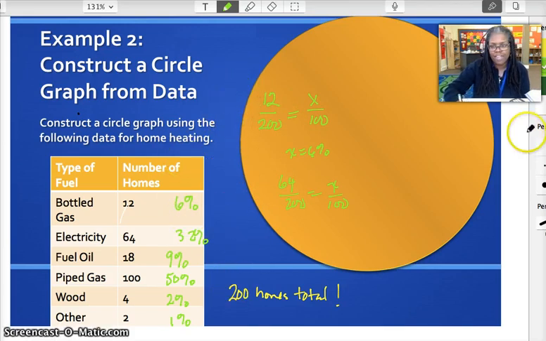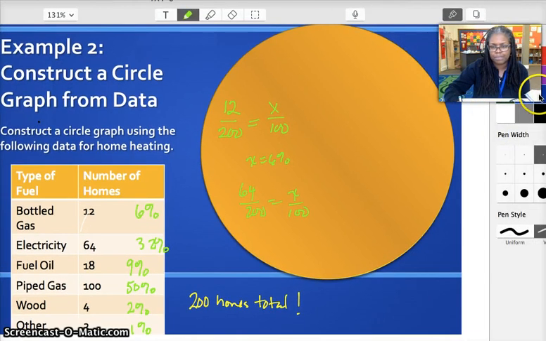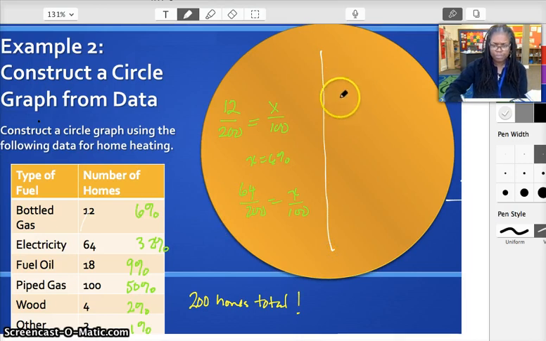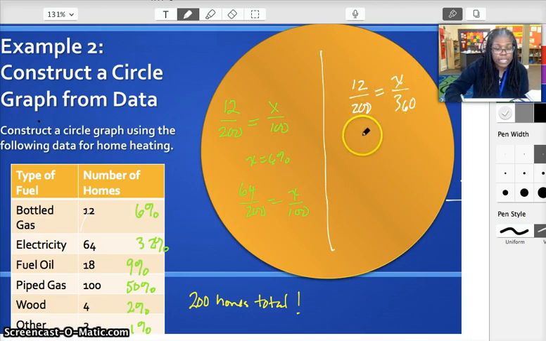So now that we've done that, I'm going to choose a bit of a better color. Let's go back to white. What we need to do is now calculate the degree measure that's going to be associated with it. And we remember, how did we calculate the degree measures? We could have used 12 out of 200, right? Because it is a ratio, is equal to x out of 360, right? Because we just want the same ratio. Or we could use the percentage. That's cool. 6 out of 100 is equal to x out of 360. Right?